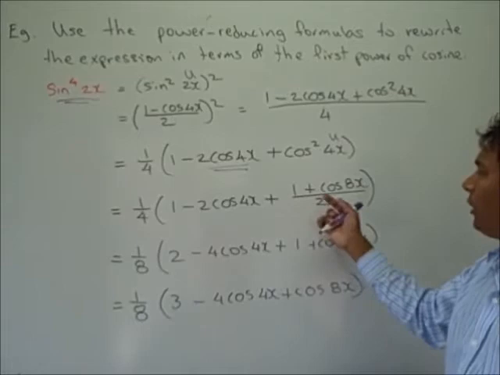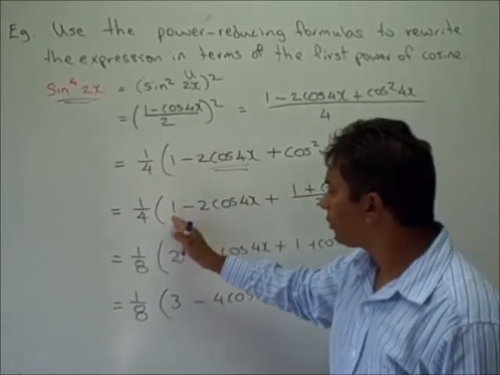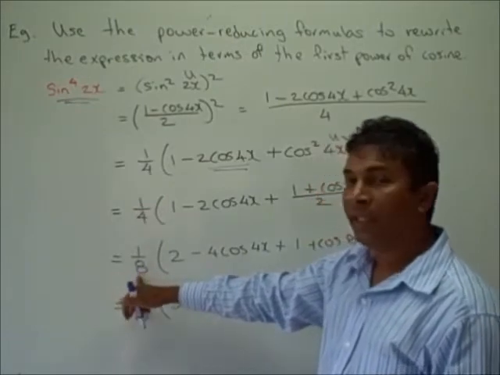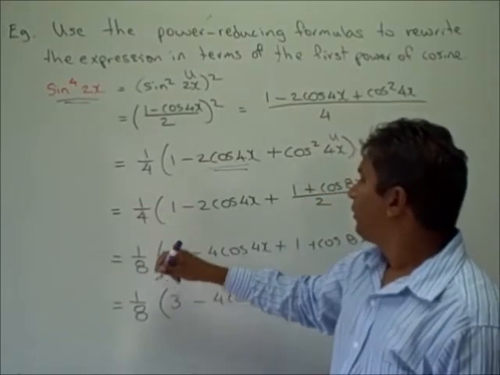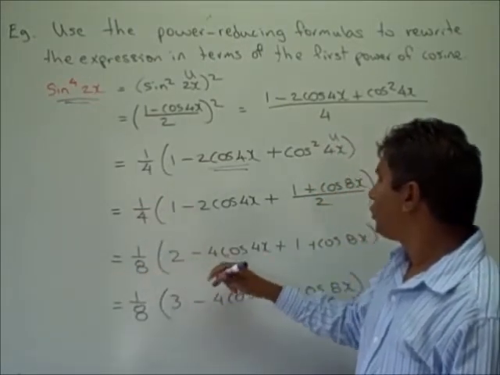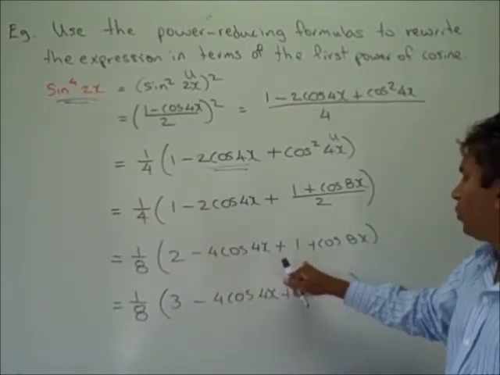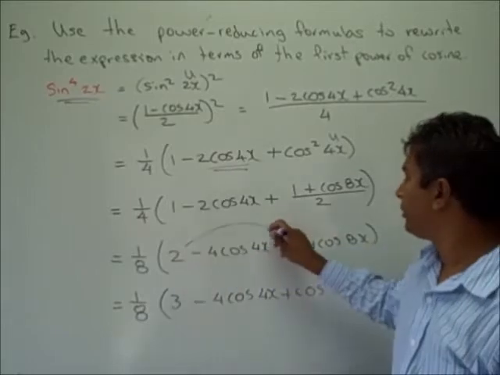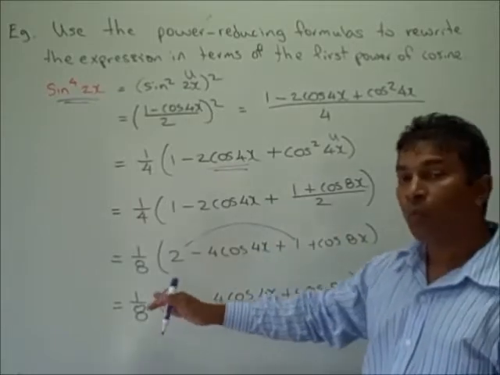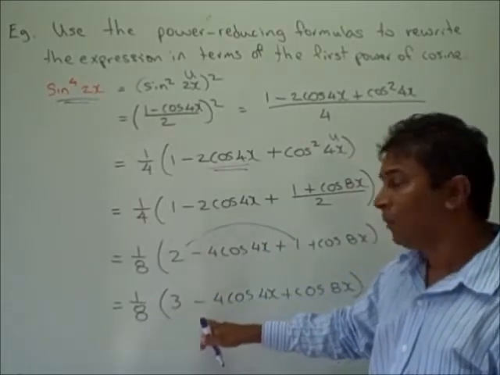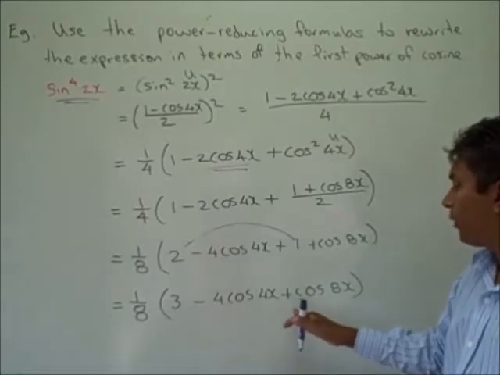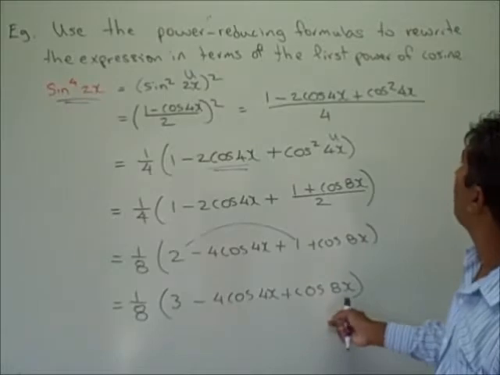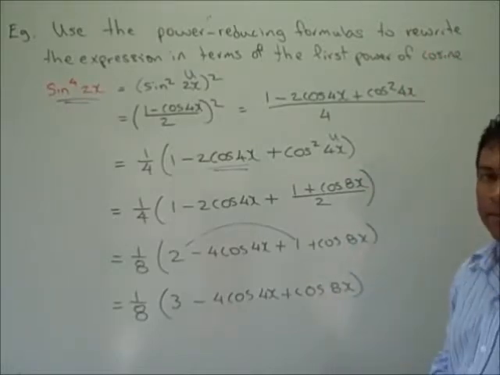If we factor a 1/2 from each of these terms, it becomes 1/2 times 1/4, which gives us 1/8, times 2 minus 4 cosine 4x plus 1 plus cosine of 8x. If we combine our like terms inside the parentheses, we get 1/8 times 3 minus 4 cosine 4x plus cosine 8x. Here we have single powers of cosine.